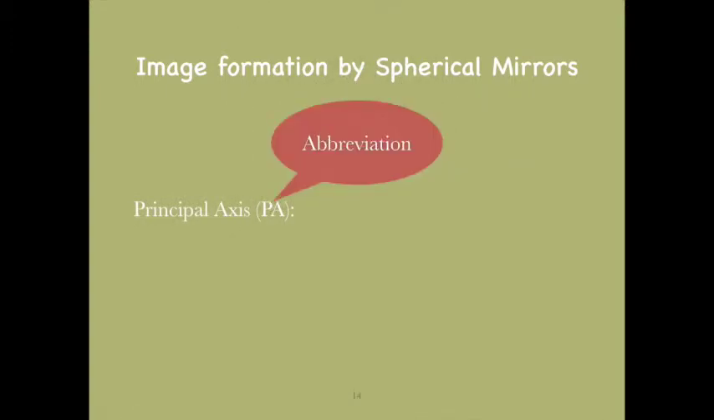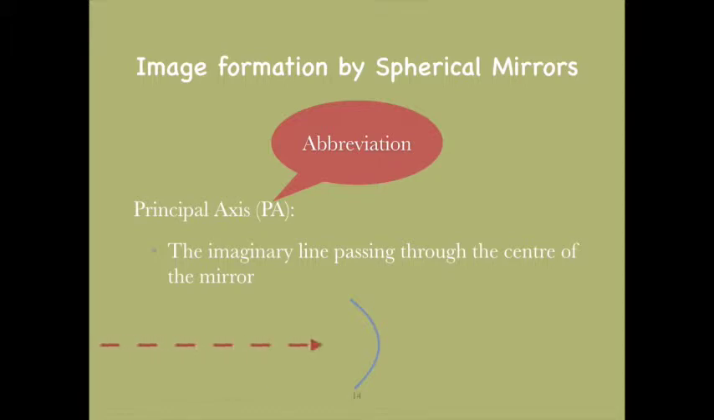Now let us learn about the notations of optics. So let's start with the principal axis, where PA is the abbreviation. So PA is an imaginary line passing through the center of the mirror. If you consider the blue line to be a mirror, then the red line will be your principal axis or the PA.